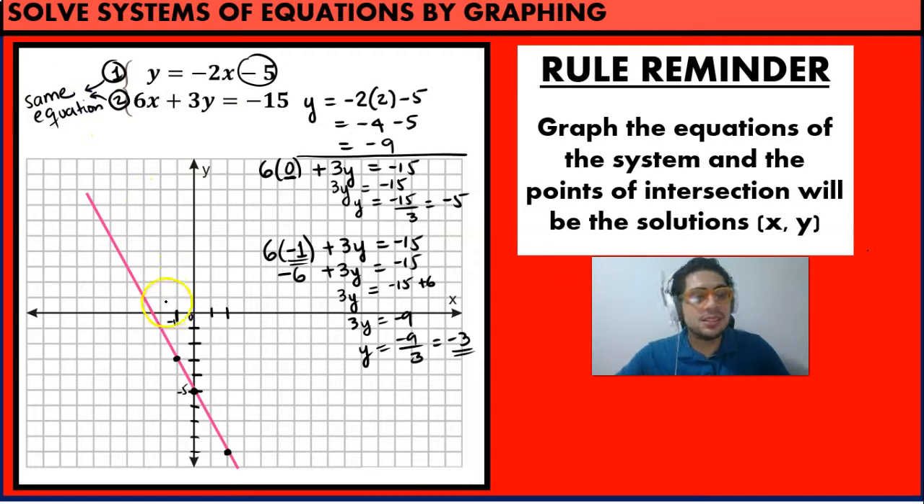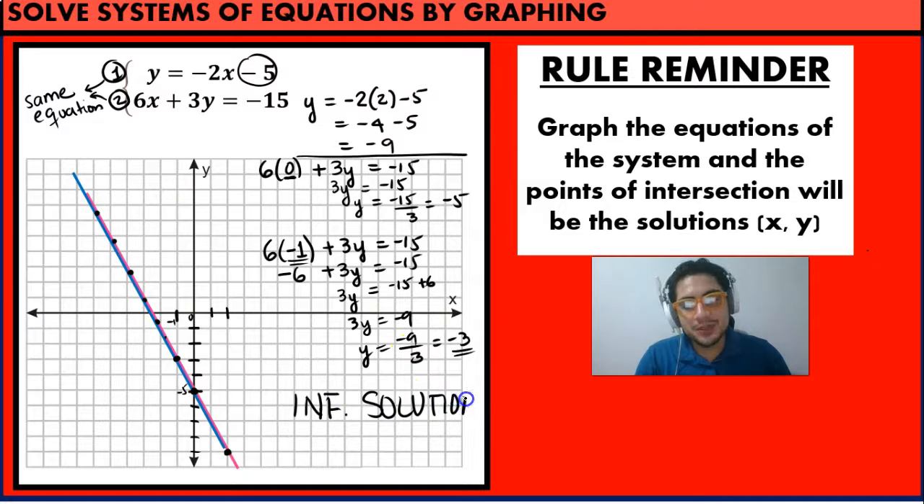Because it has the same equation, that means that the amount of points that are going to be solution is going to be infinite, an infinite number, right? Because the two graphs are going to be exactly the same. Because of that, we can say that the amount of solutions, as you can clearly see, is an infinite number of solutions. And that is pretty much it for today, guys.